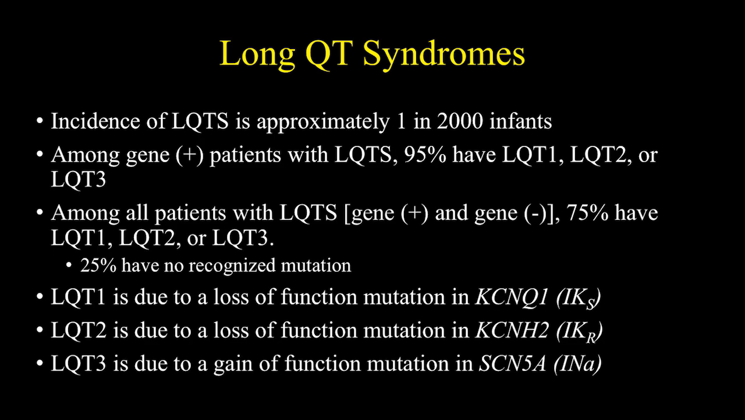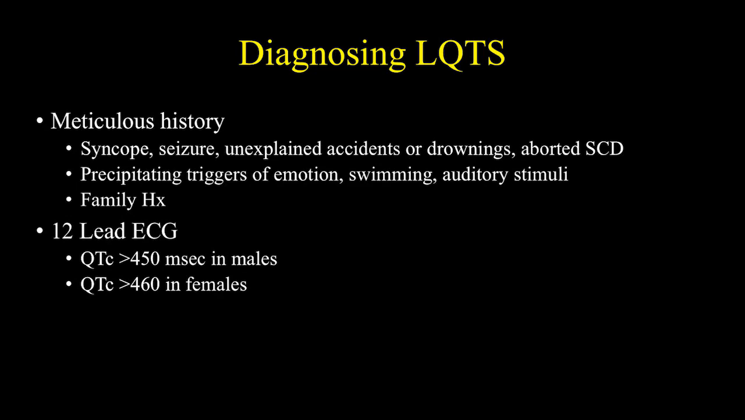So you can think about LQT1 and LQT2 as kind of a type 1A antiarrhythmic drug. So this is like procainamide. You can think about long QT3 as something that delays the late sodium current, like ranolazine would be kind of an example of that. So how do you diagnose long QT syndrome?